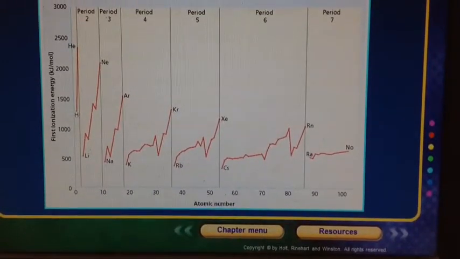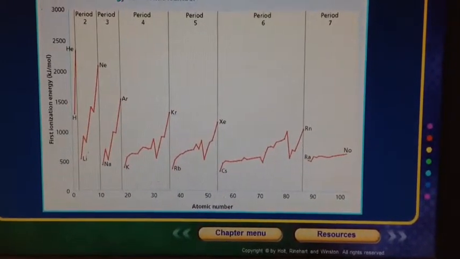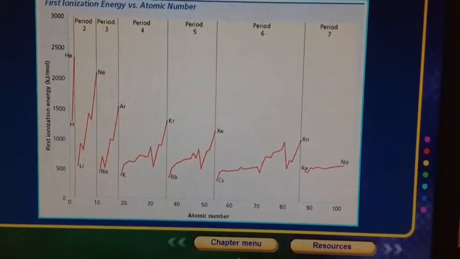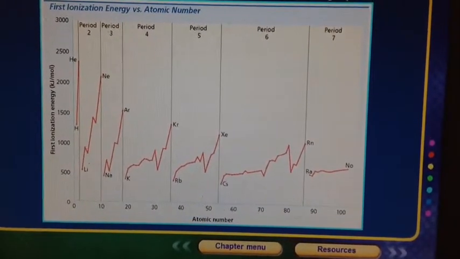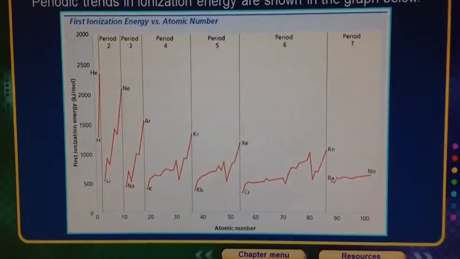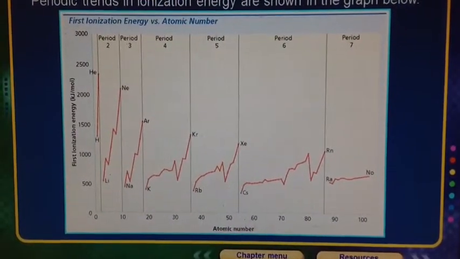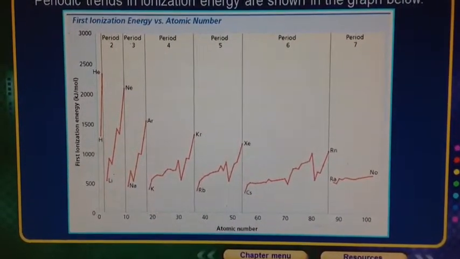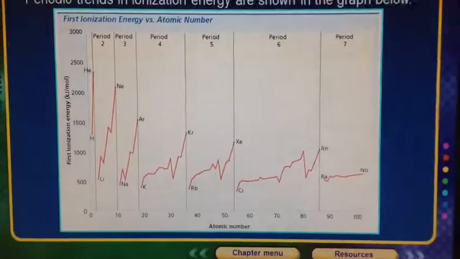Left to right, look at how it greatly increases. So as you go left to right, they increase. However, as you go down the chart, notice the difference now in period 7. It does still increase, but as you go down the chart, the increase is far less substantial.